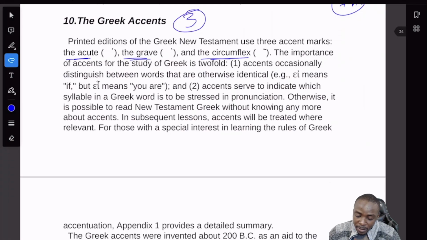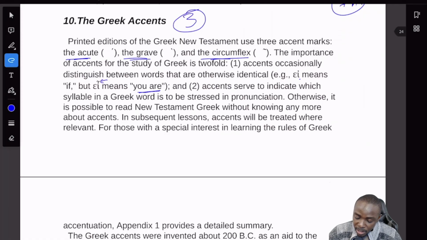The importance of accents for the study of Greek is twofold. First, accents occasionally distinguish between words that are otherwise identical. For example, look at ει, which means if, but ει with the accent over the iota, notice the little circumflex over the iota, means you are. So now you are dealing with a different word. Accents in that case distinguish between 2 words.